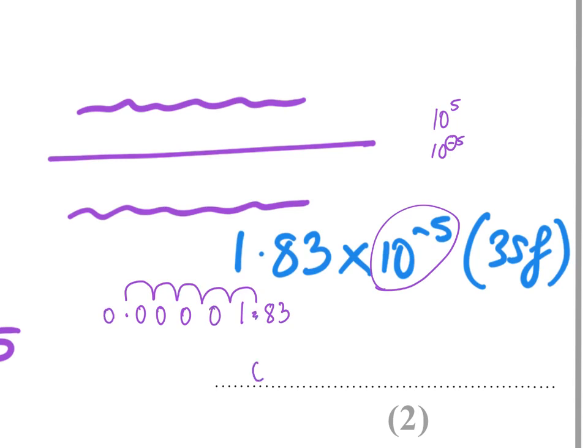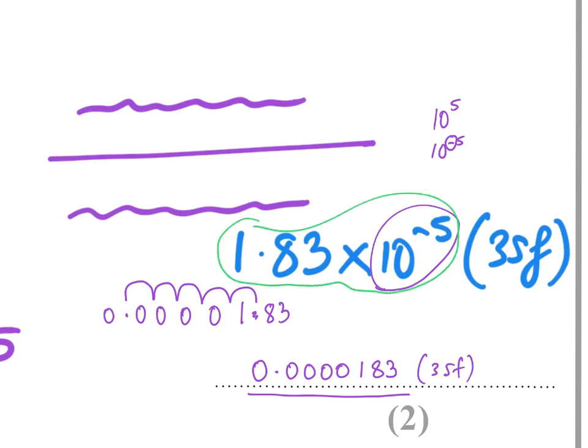And we'd be left with 0.0000183 to 3 significant figures, because that would be as an ordinary number. This is the standard form number.